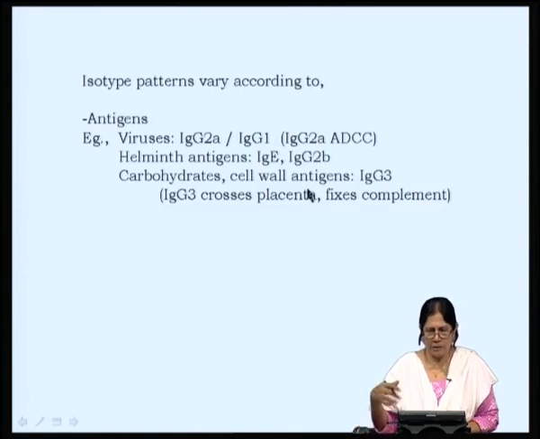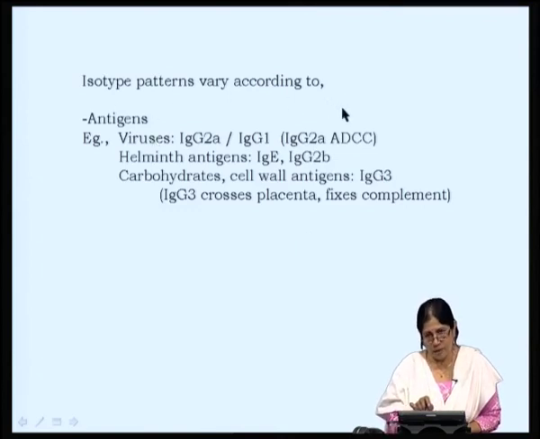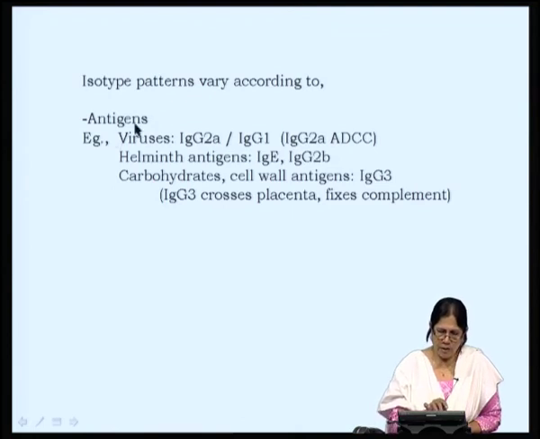Now, I have another slide which goes into a little bit more detail, but suffice here to say that, for example, why do I say isotype patterns vary according to antigen? Antigens such as viruses usually induce an IgG2a type of immune response. Why? Because IgG2a, through its Fc receptor, can bind to a specific receptor on the T cells, which allows antibody dependent cellular cytotoxicity.